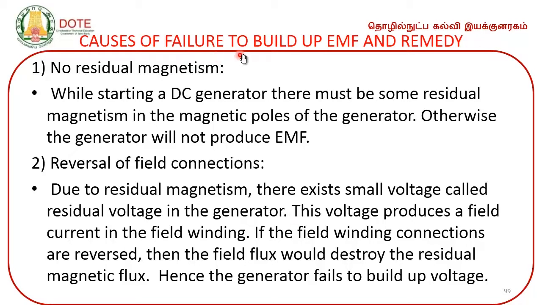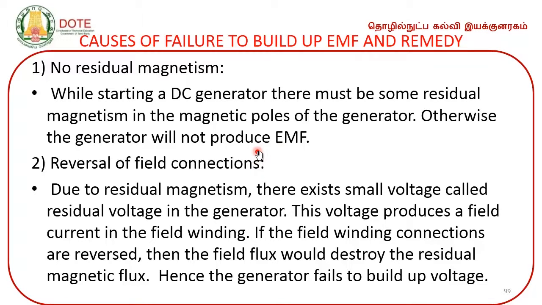Causes of failure to build up EMF and the best possible remedies. Number 1, no residual magnetism. This is one of the causes of failure to build up EMF. While starting a DC generator, there must be some residual magnetism in the magnetic poles of the generator, otherwise the generator will not produce EMF.